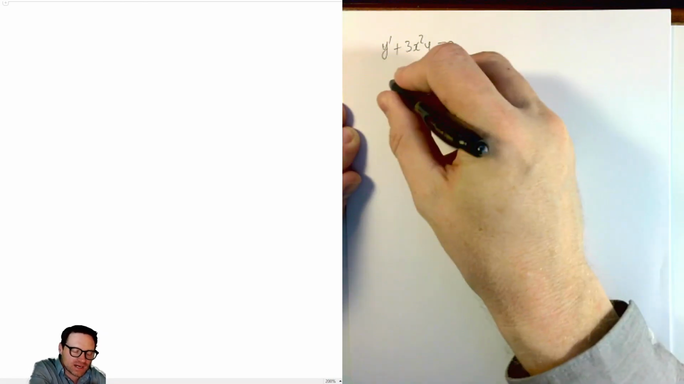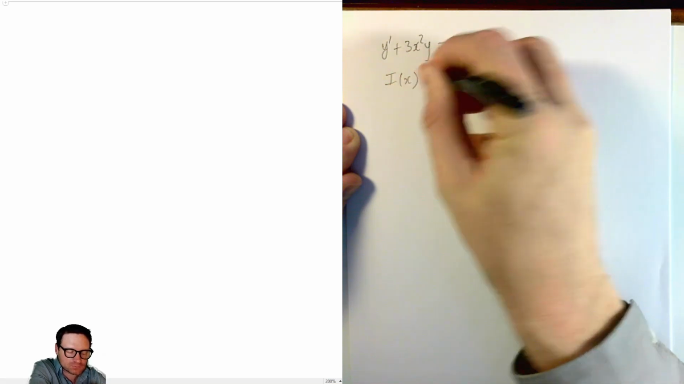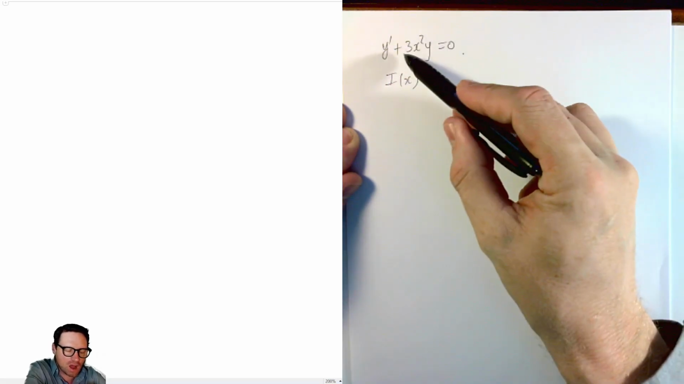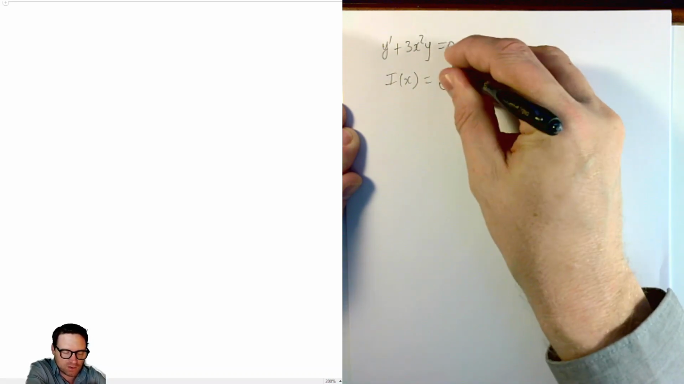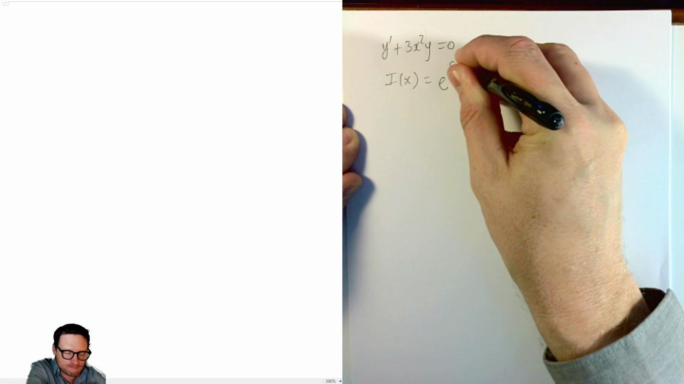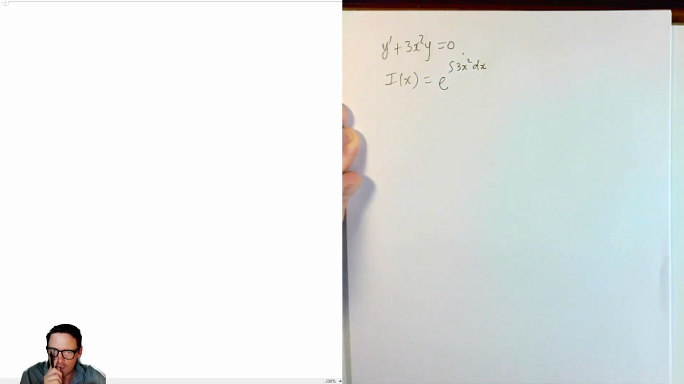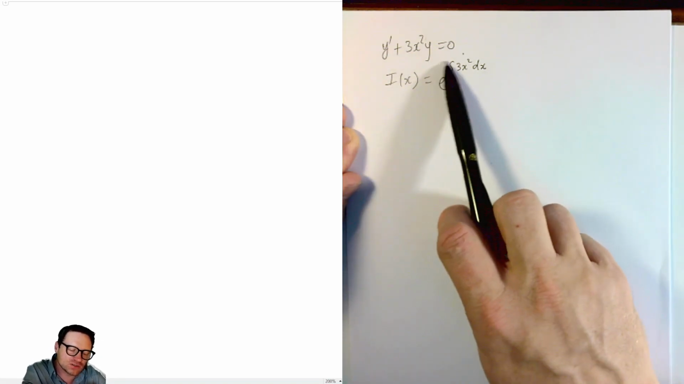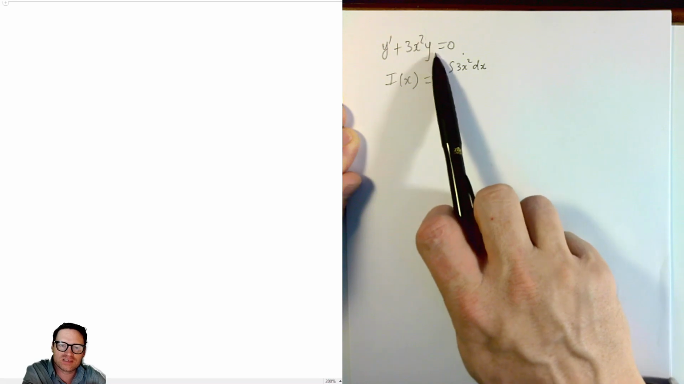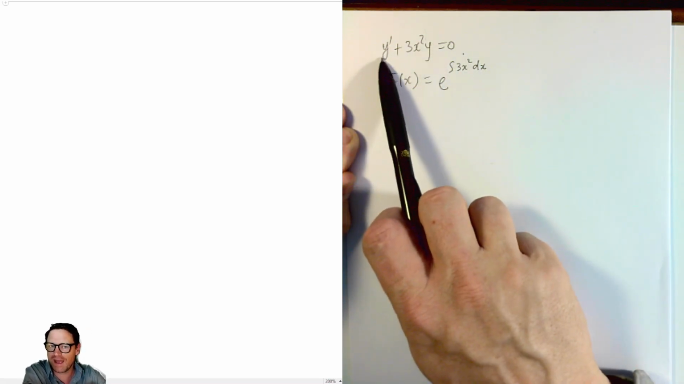So the integrating factor here, I of x, is e to the power of the integral of that with respect to x. And now to identify what to integrate, what you need to do is put the part with the single y together on the same side of the equation with the y dash.